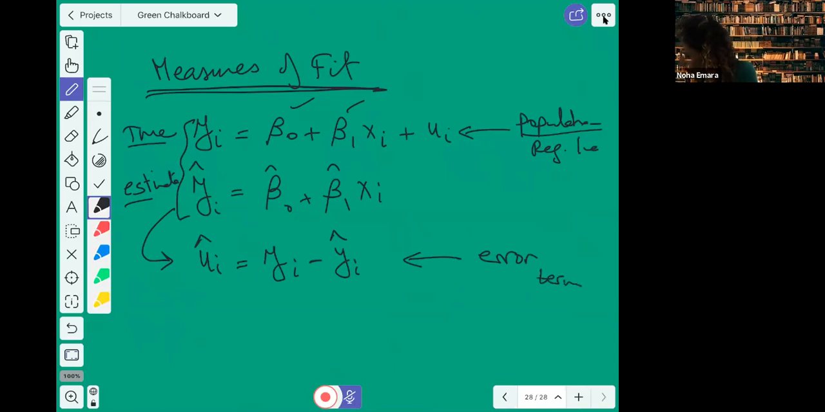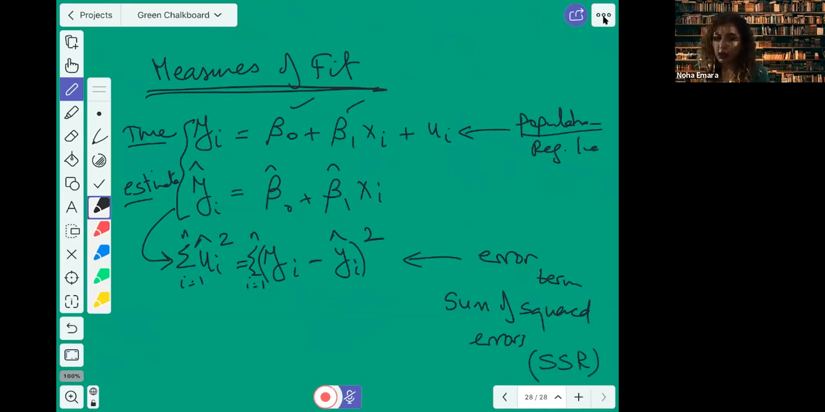All right. So the distance between these two is called the errors or the error term. And if I sum them up and square them, right, if I sum from i equals 1 to n, and I square them, we call it the sum of squared errors, abbreviated SSR. So you just get the error term, and then you square it, you sum it, and then you get SSR. Okay, so you get the distance, you square it, and you sum it. So by the end, it's just one number.